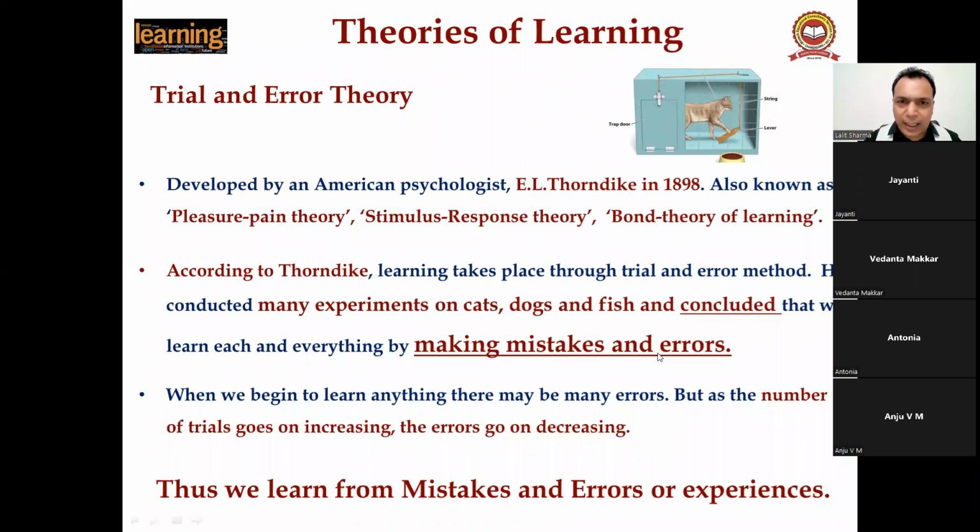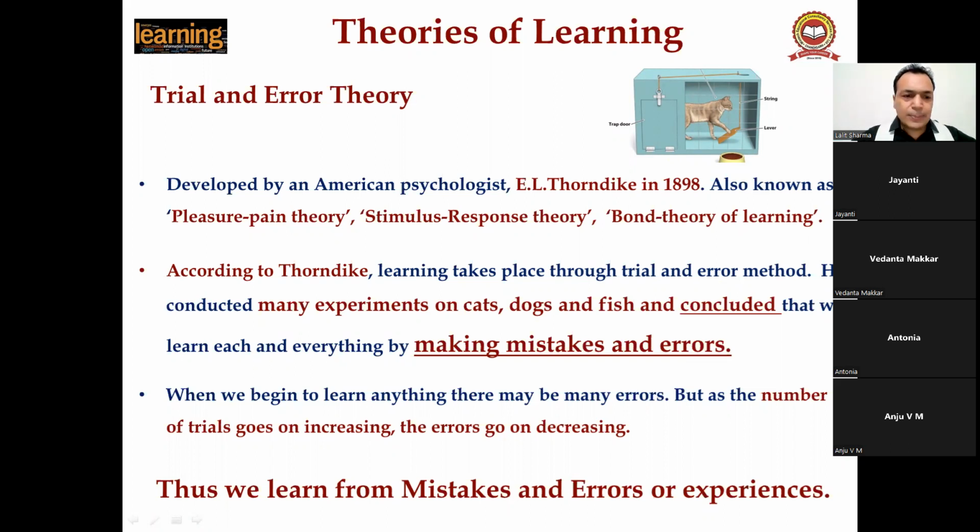Trial means try karna, right? We try. How do we learn the bicycle? We try, we fall down and we try again and again. Ultimately, we become expert, right? So Thorndike wants to say that we learn each and everything by making mistakes and errors.